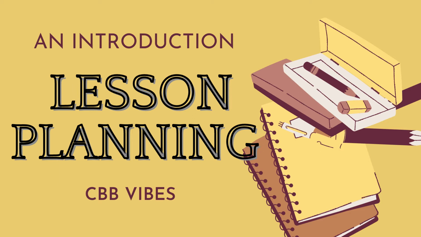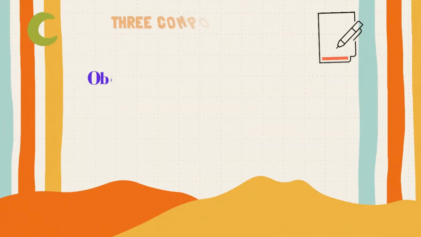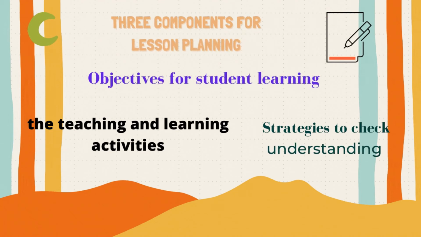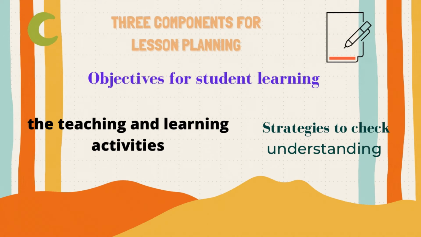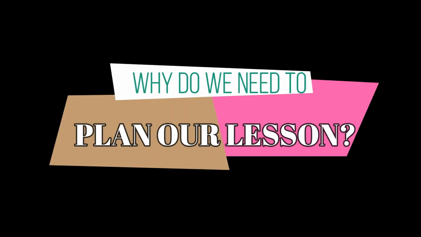of a lesson plan. Called a daily log, it is a roadmap of what, how and why students need to learn during the class time. Its three key components include the objectives for student learning, the teaching and learning activities and strategies to check students' understanding. Why do we need to plan our lesson?